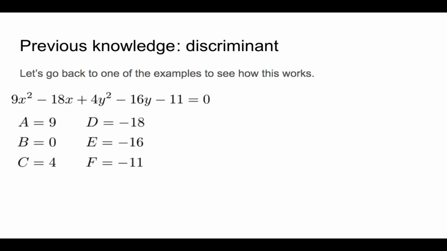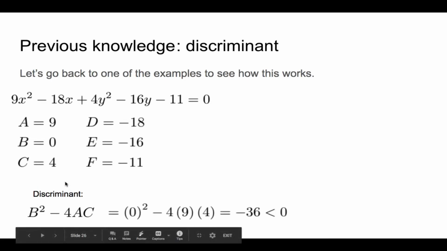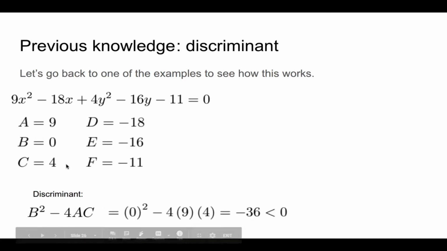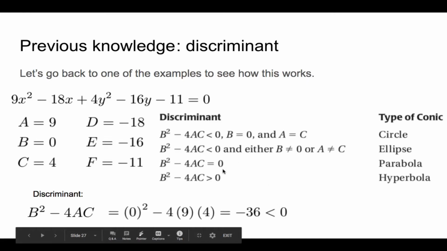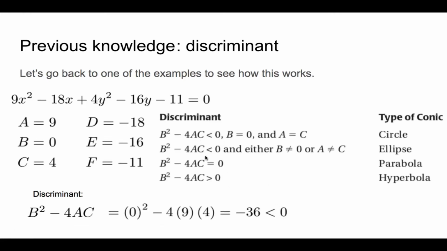Again, let's go back to the examples to see how this works. So imagine that you have this equation. We already saw that these were the coefficients. You can check them again. There is no b, but all the other ones are present. For the discriminant, we just need the first 3: a, b, c. Plug them in here. There is no b. A is 9. C is 4. This number, negative 36, is obviously negative, less than 0. And remember the little table? Let's check which of the options are less than 0: these two.